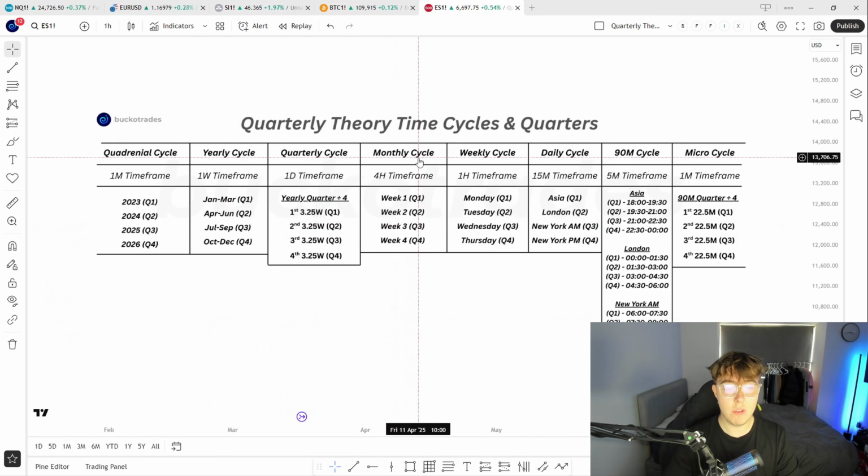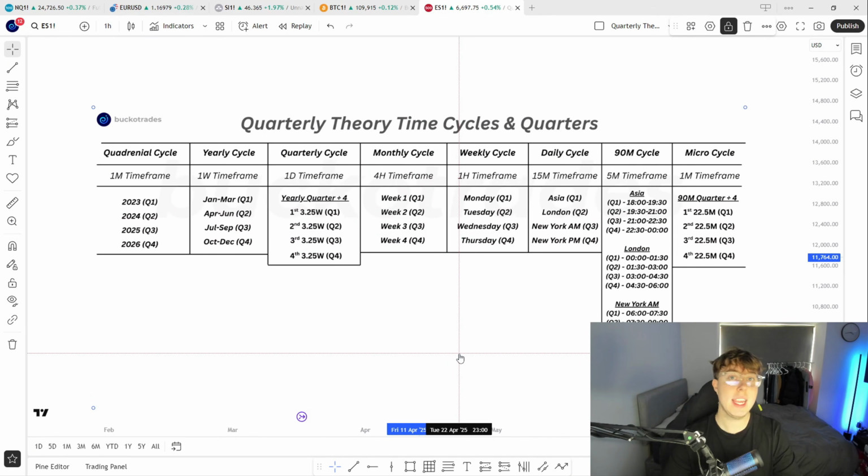So monthly cycle, very, very important. This is essentially, like I said, the higher time frame monthly candle viewed on the 4-hour time frame. And each week of the month, you guys know, each month is comprised of 4 weeks, okay? So the very first week of each month is Q1, quarter 1. Second week is Q2. Third week is Q3. Fourth week is Q4, okay? Again, think in terms of monthly candle.